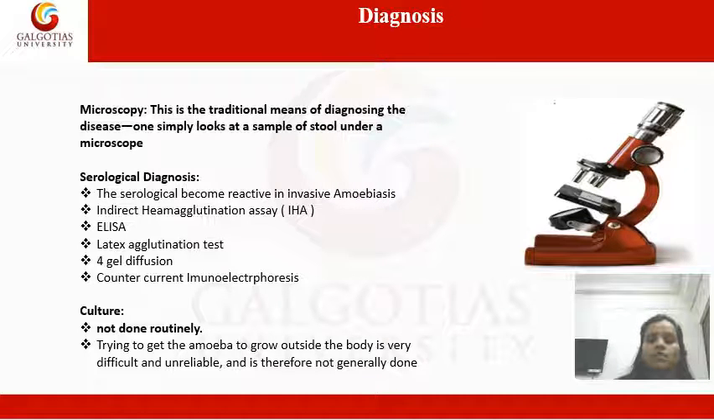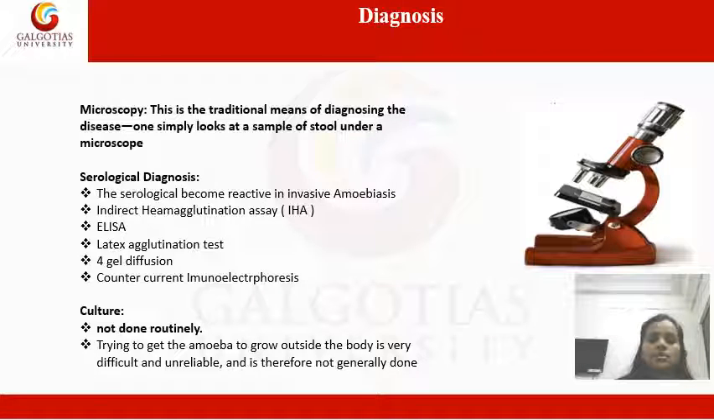The diagnosis of this disease can be done through different processes. The main and commonly used process is microscopy. This is the traditional means of diagnosing the disease. In this method, one simply looks at a sample of stool under a microscope.